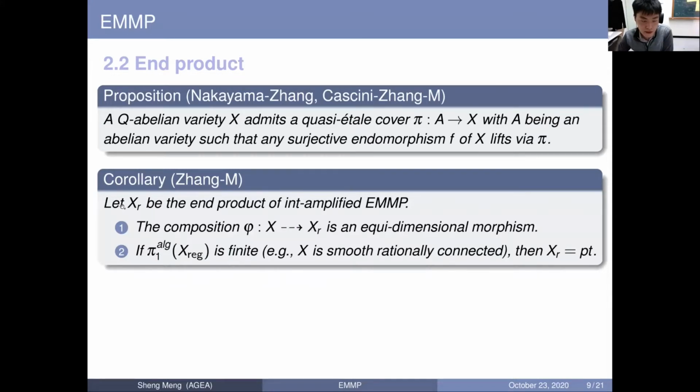So let X_R be the end product of our inter-amplified EMMP. We consider the composition from the very beginning to the end. In general, it is a rational map. However, with the proposition, we can show that it is a morphism. It's a well-defined morphism and also equidimensional, meaning that all the fibers have the same dimension. And indeed, you can also show that all the fibers are irreducible.